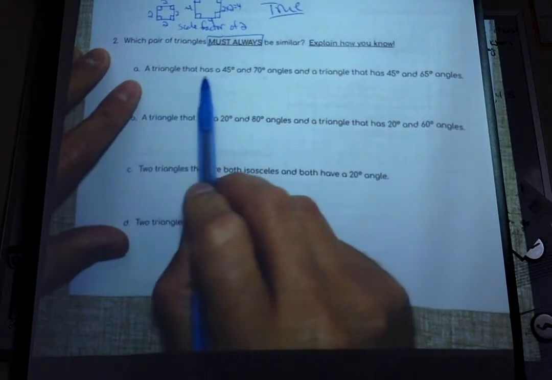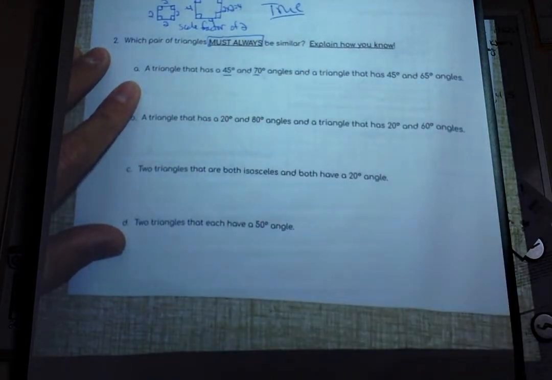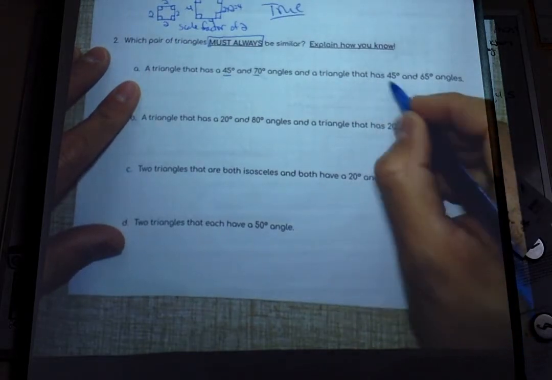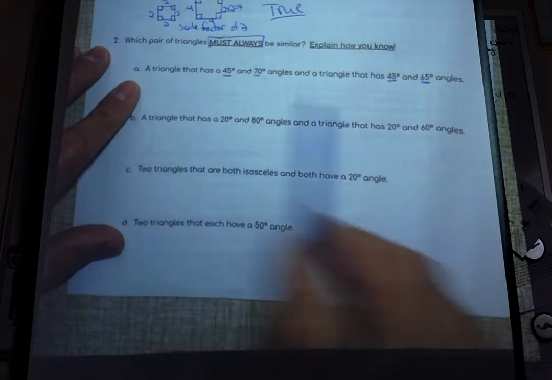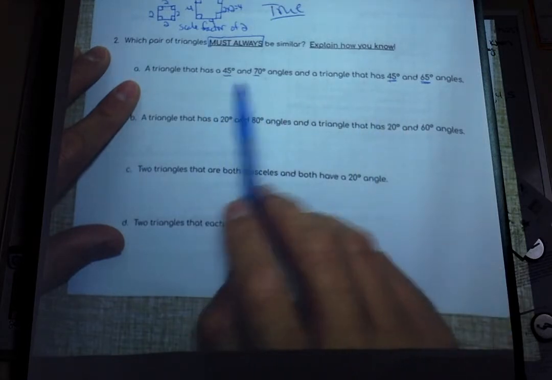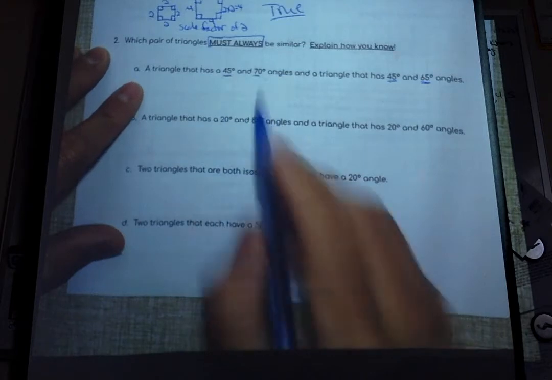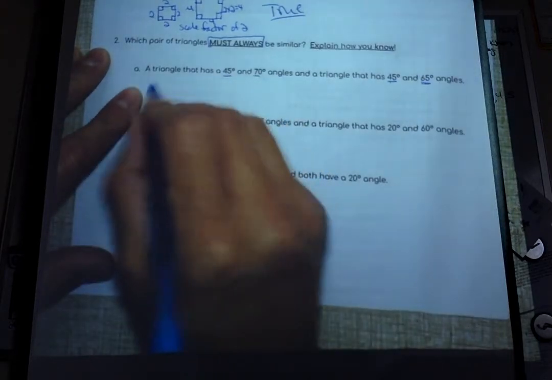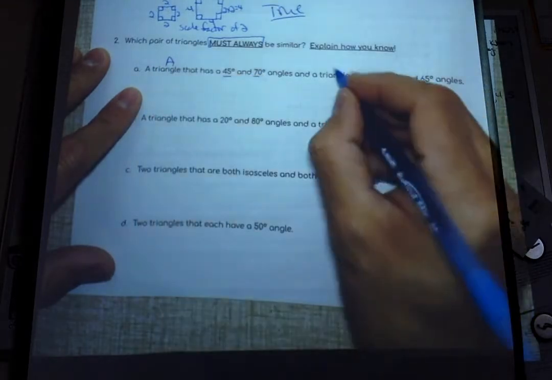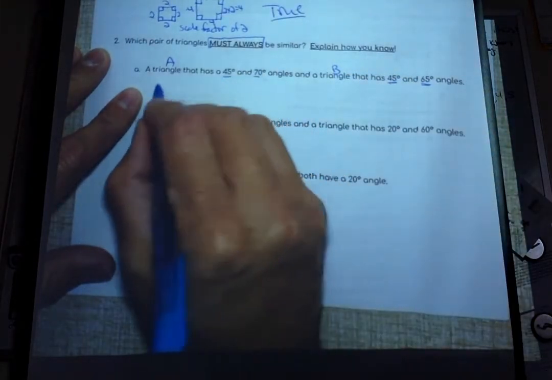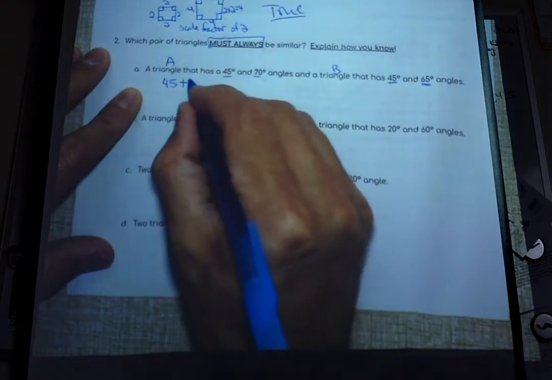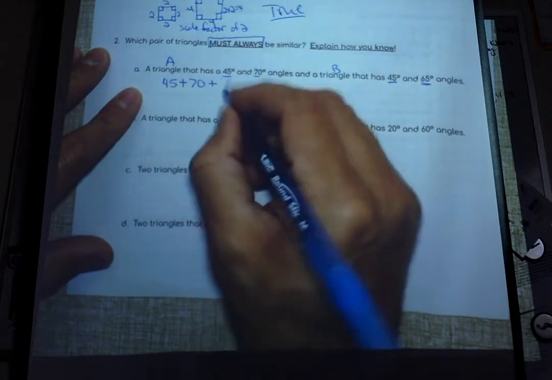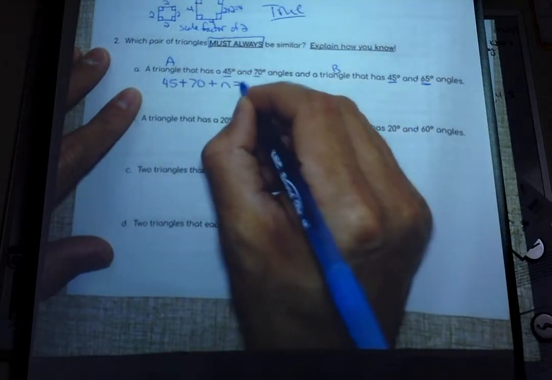So we have a triangle that has a 45 and a 70 degree angle, and another one that has a 45 and a 65 degree angle. Will they always be similar? So let's find out what our third angle would be of this triangle. Let's name this triangle A, and this is triangle B. So we'd have to say 45 plus 70 plus our third angle, I'm just going to label it N, has to equal 180.